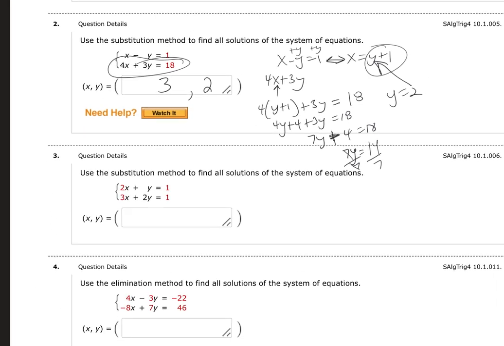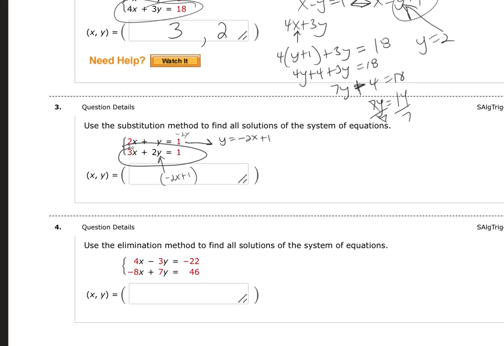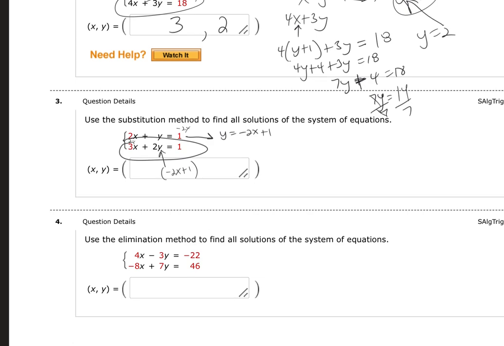They want us to do the same thing with number 3. Again, I would change this one so that it's written as y equals -2x plus 1, because I could subtract 2x from both sides and isolate y. Then I will rewrite this, but instead of y, I'm going to put -2x plus 1. Use my equation solving skills to solve for x, and then go back and find the y, because when you solve a system, you have answers that are in the form of ordered pairs.